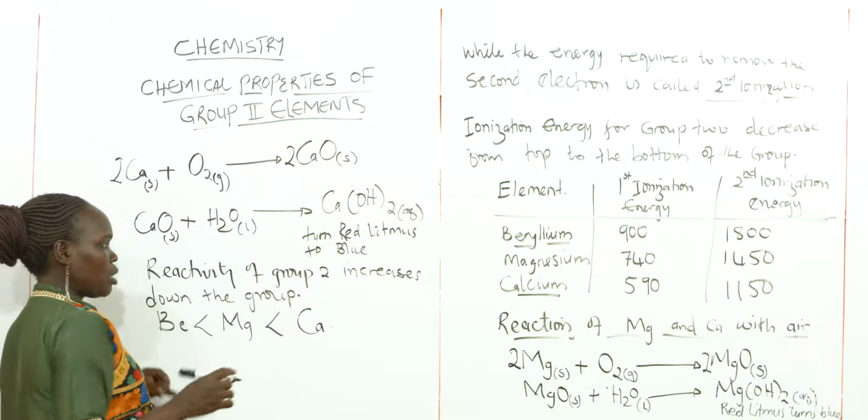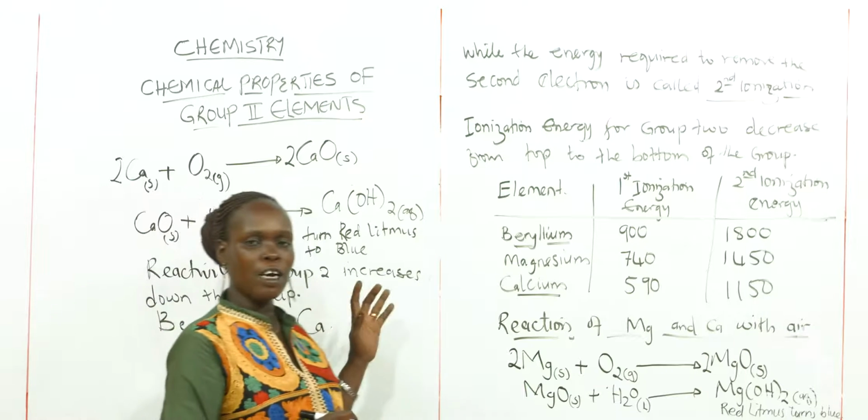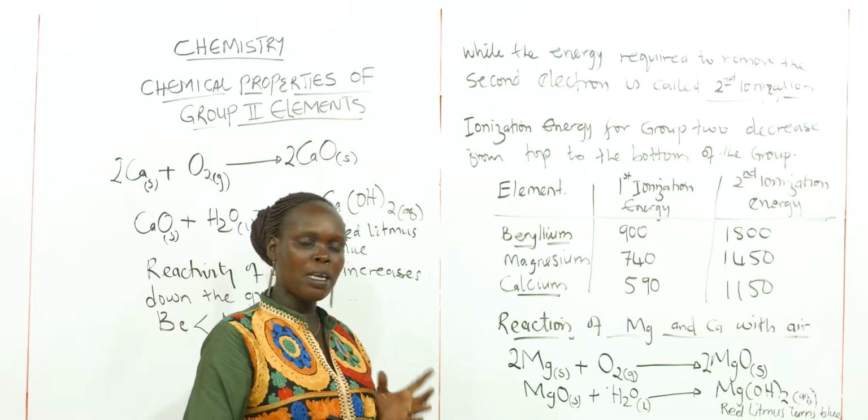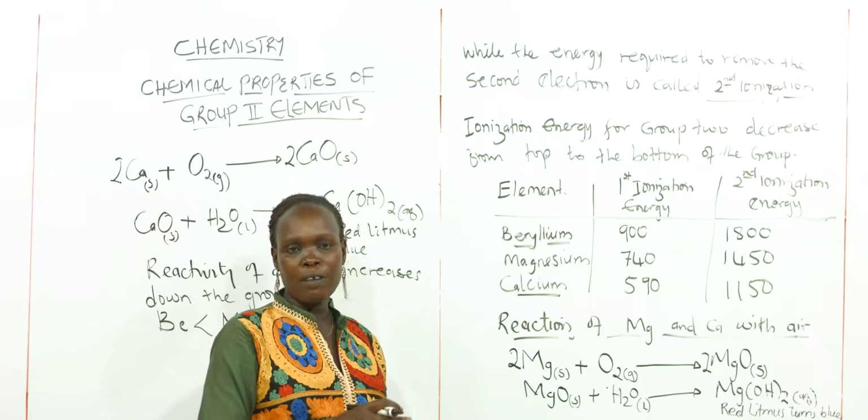So we are going to see that although this reactivity is increasing as you move down the group, we need to remember that there is a coating that is being formed upon the surface of the metal.